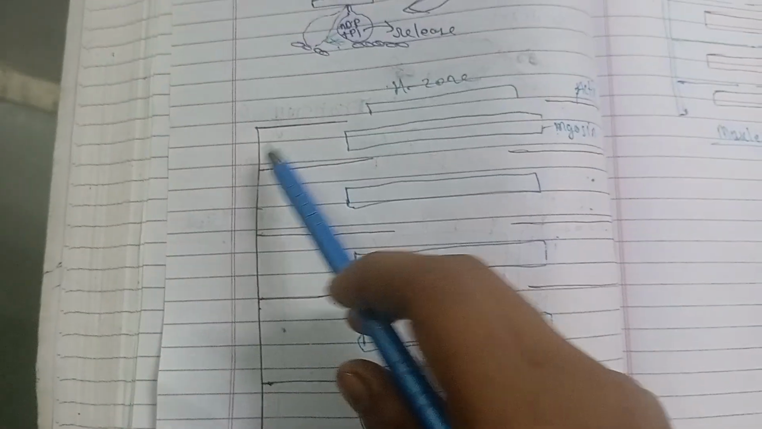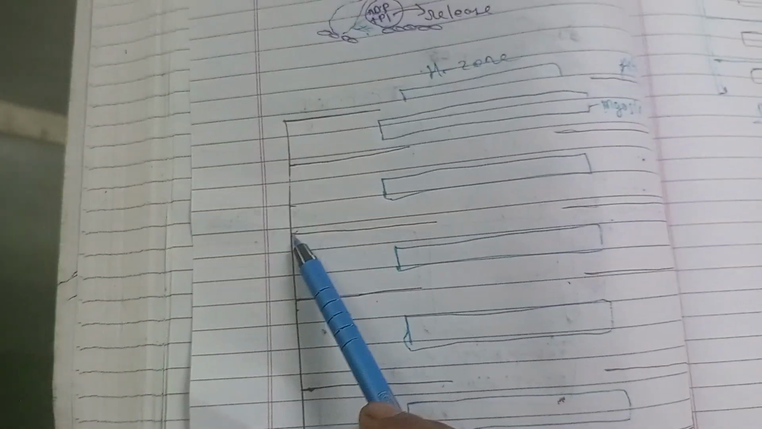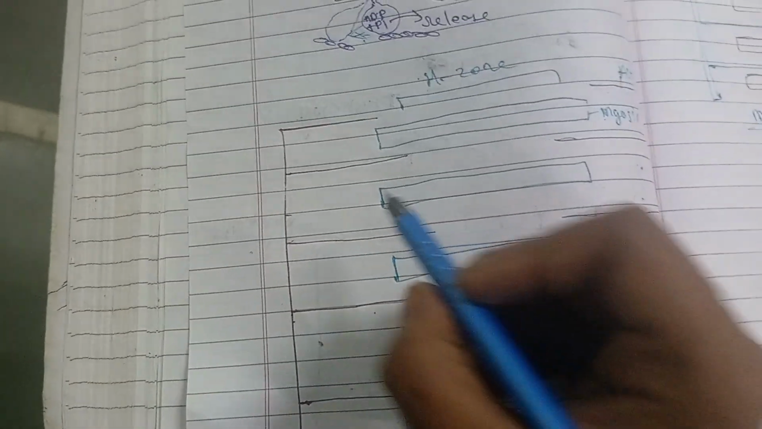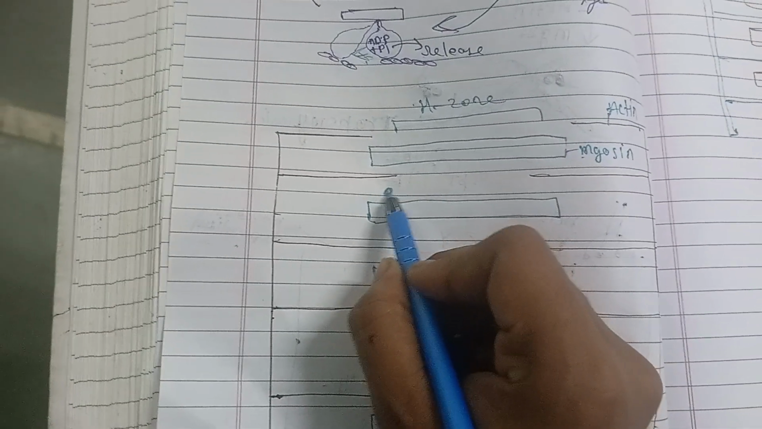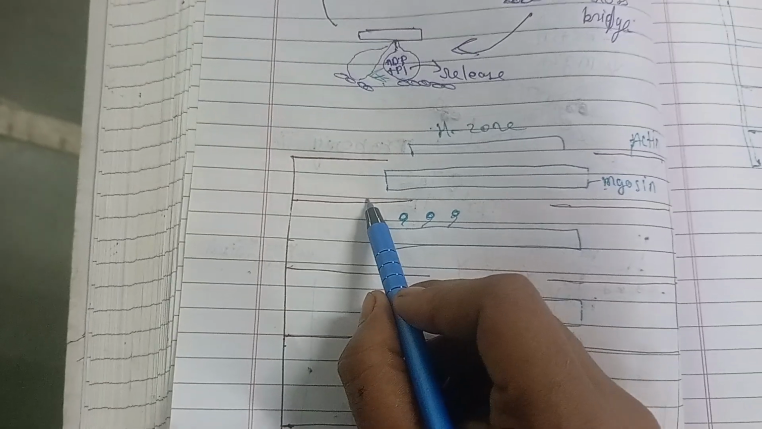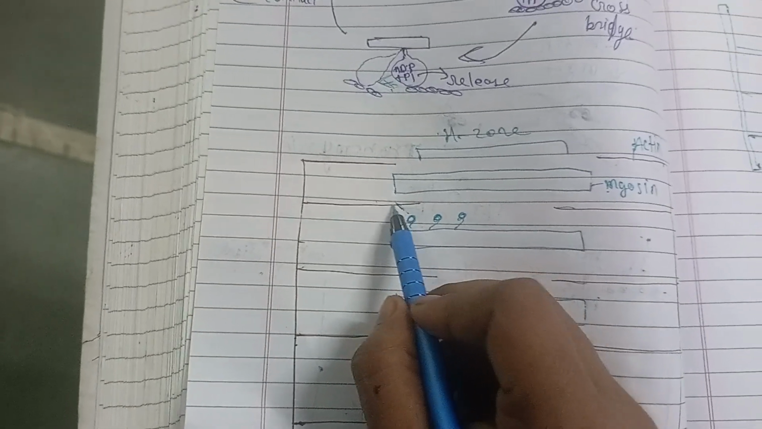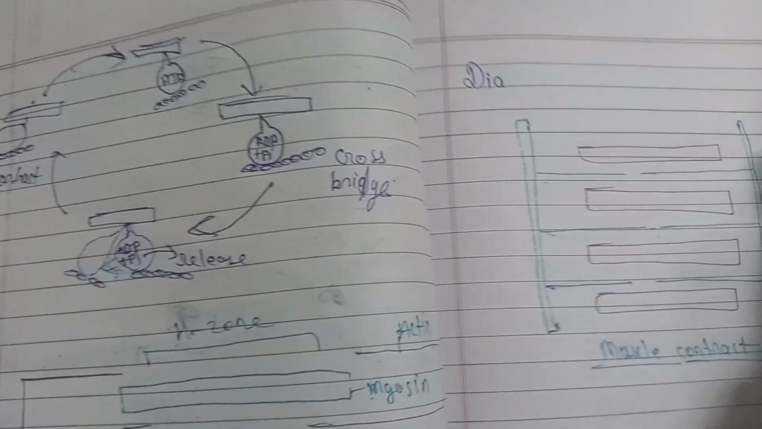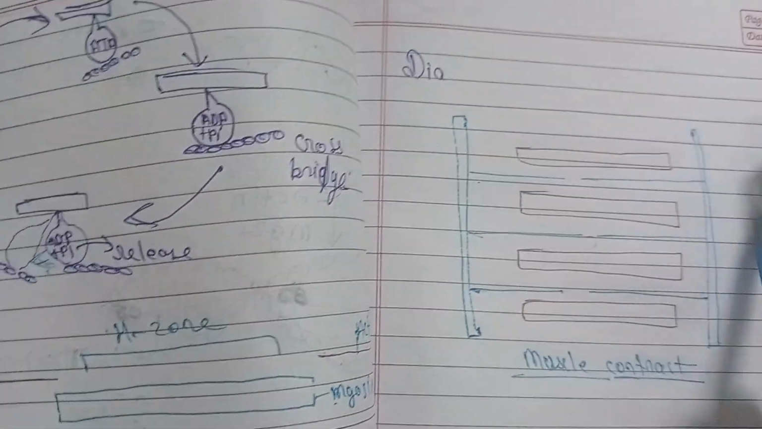We can see in this diagram the arrangement of actin and myosin. The thick filament is myosin and the thin filament is actin. Here the head of myosin is present and it binds with the actin and the muscle contracts. When the muscle contracts, it looks like this.